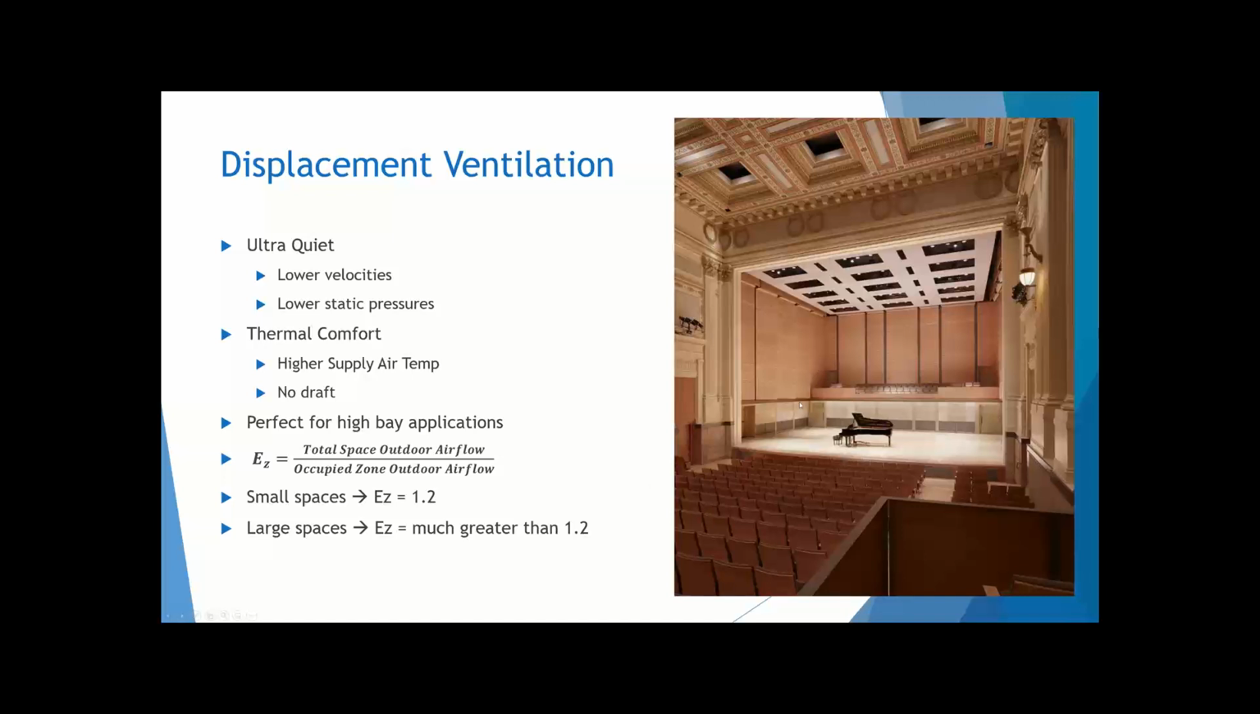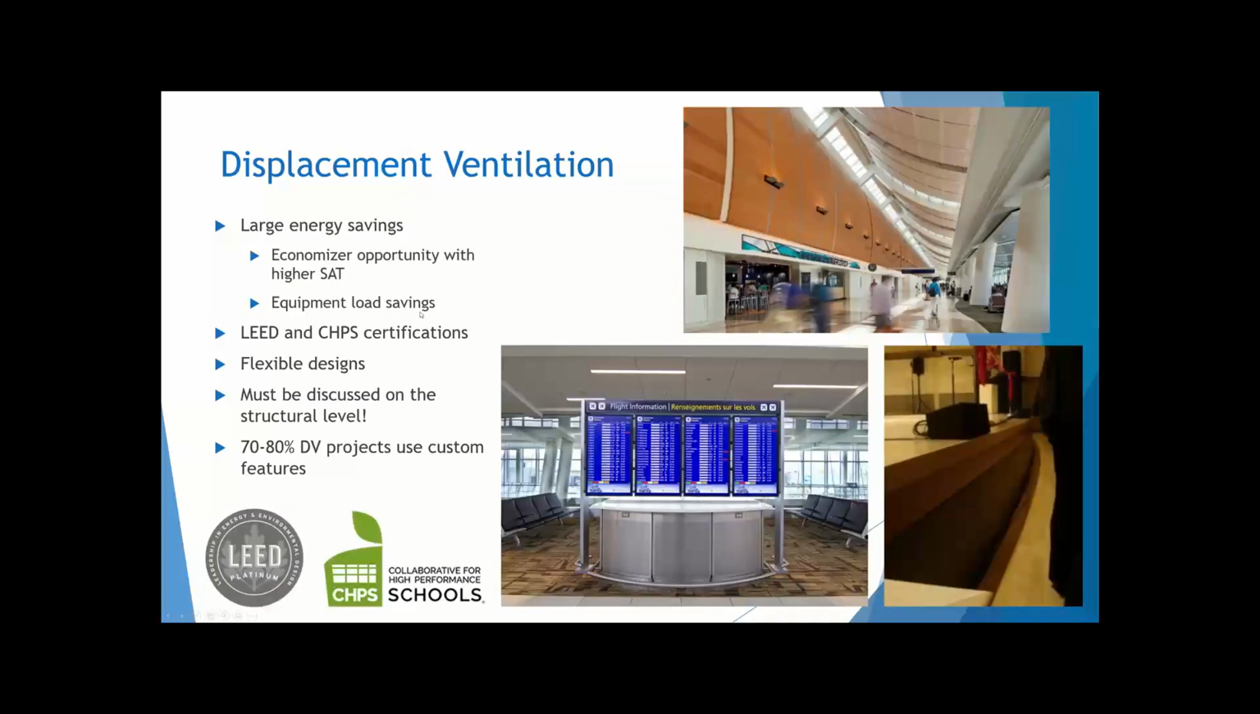I don't know how tall the ceiling is, but if you think about the proportion of where the occupied zone is compared to the space in general, let's remember that ventilation effectiveness ratio. So the total space divided by the occupied zone in terms of outdoor airflow, that's a huge ratio. In small spaces, you're getting a minimum ventilation effectiveness of 1.2, but for this large space, it's going to be much greater than 1.2. I wish I knew the actual number here, but I can tell you that they're going to be saving a lot of energy on that space, and that's really where the benefit comes from.